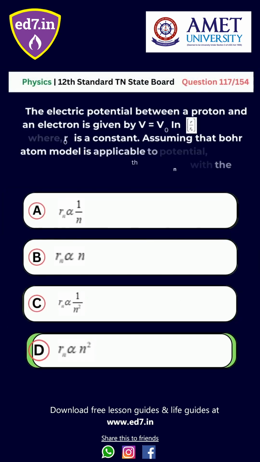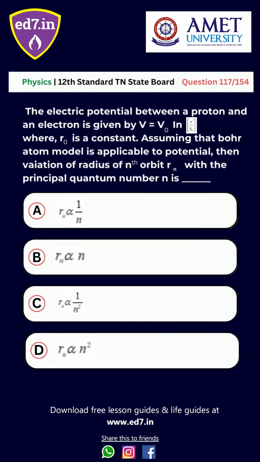Question number 117. The electric potential between a proton and an electron is given by V equal to V0 ln(r by r0), where r0 is a constant. Assuming that the Bohr atom model is applicable to this potential, the variation of radius of the nth orbit rn with the principal quantum number n is: option A, rn proportional to 1 by n; B, rn proportional to n; C, rn proportional to 1 by n square; D, rn proportional to n square. The right answer is option B, rn proportional to n.